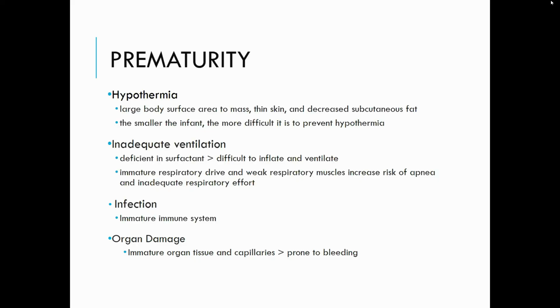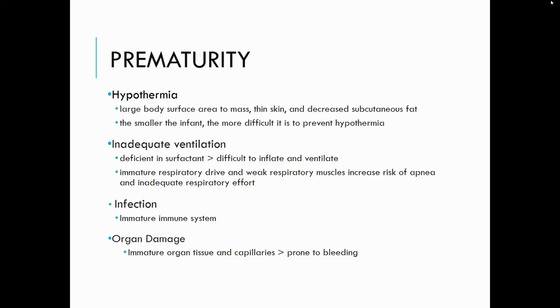So if you have a premature infant being born, you want to make sure you bring them to the warmer right away. In the NICU, we have this foil that you put on the baby to help warm them immediately. We don't generally have that in the ER, but just put them in the warmer, and try to put blankets around them as soon as possible. The smaller the infant, generally, the more difficult it is to bring them up to a normal temperature.